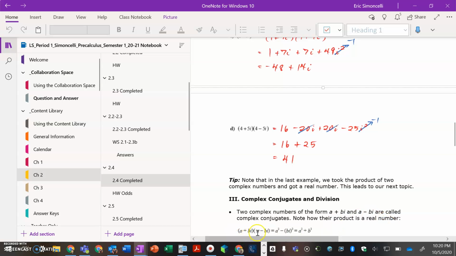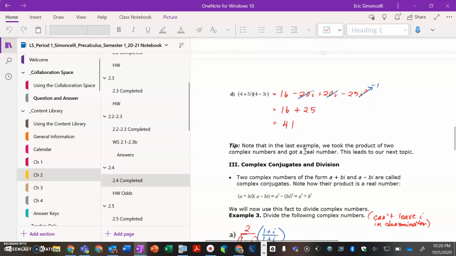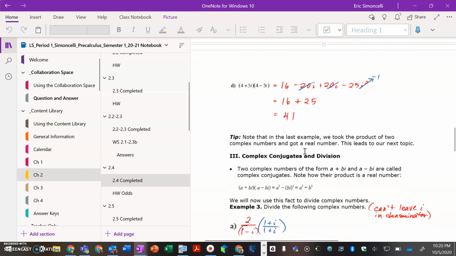So a plus bi times a minus bi. If we FOIL this, outside and inside will always cancel. As a matter of fact, you see that in a sense they're just writing the first and last terms. Outside and inside cancel completely, and i squared, because it's -1, a negative times a negative ends up being a positive. So the end result is always a squared plus b squared. On the last example, a squared plus b squared ended up just being 41. So we'll now use this fact to divide complex numbers.